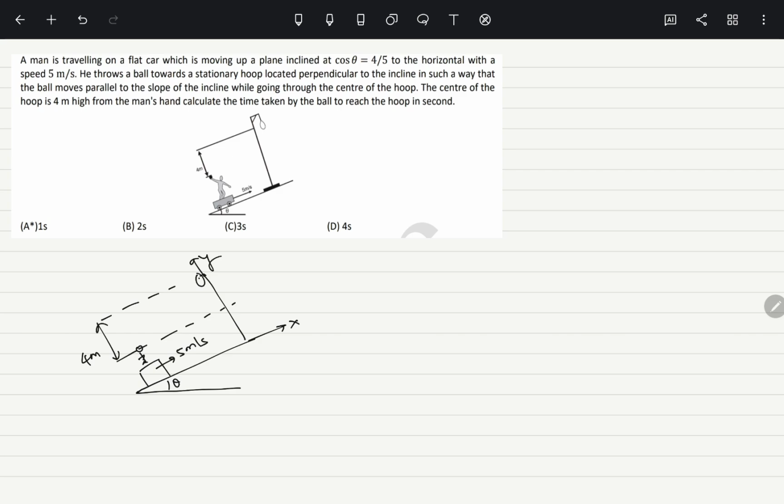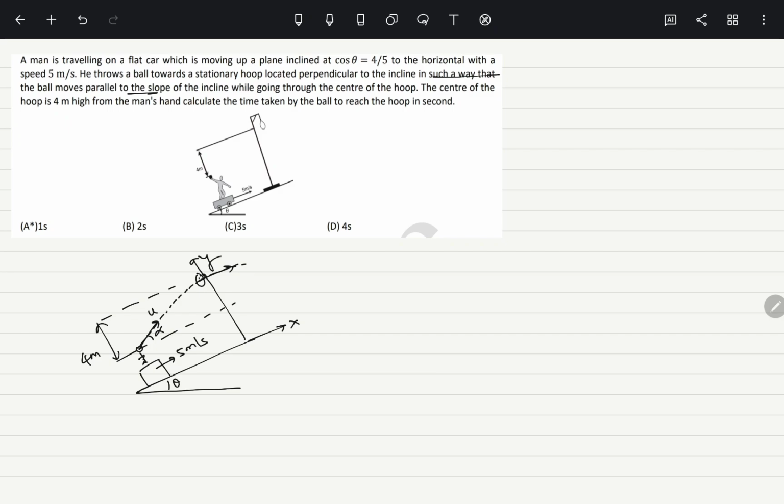Now there's one thing which is important here: the ball moves parallel to the slope while going through the center of the hoop. So when it's going through this hoop, its velocity is parallel to the slope of the incline. That means if we are projecting the ball with u velocity at, let's say, angle alpha, it is going like this. The velocity at this maximum height is parallel to the x-axis, which means the velocity in y direction is 0. So this is nothing but the maximum height.